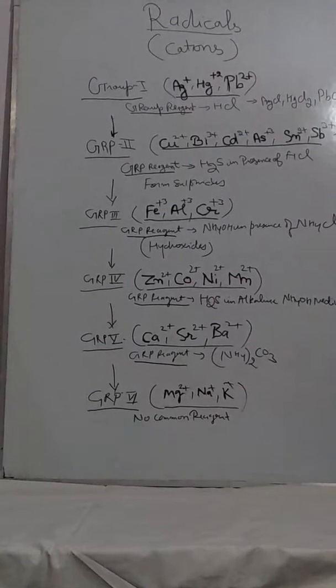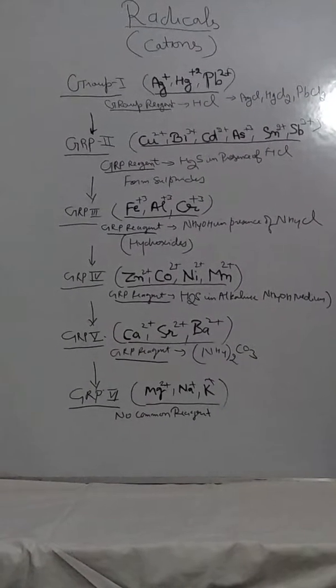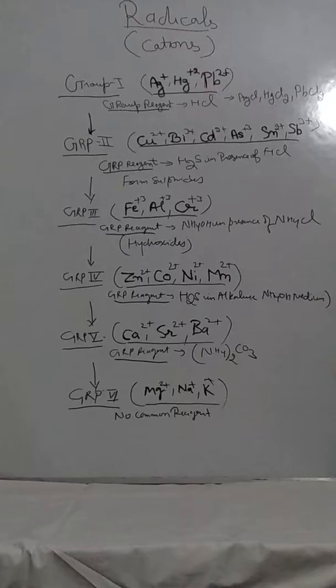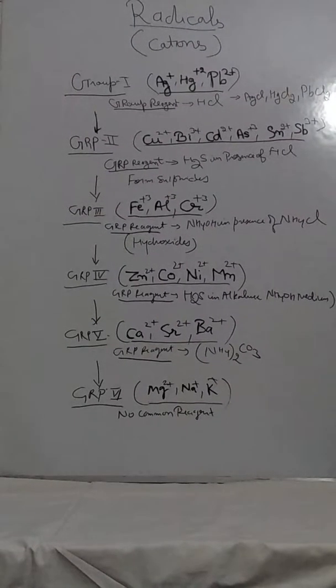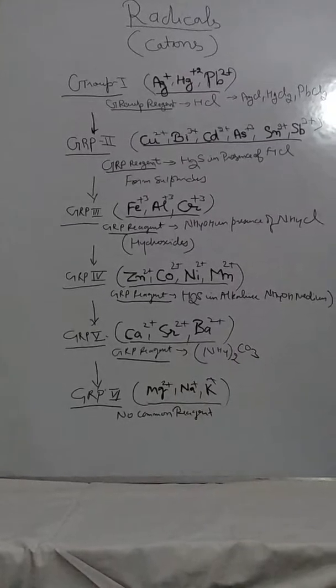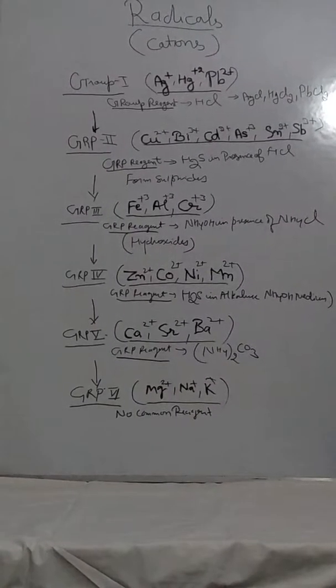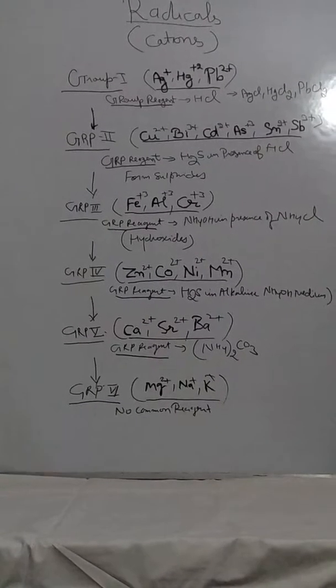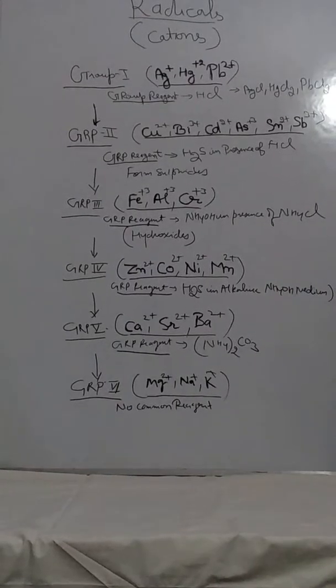In a nutshell, we can say that these 6 groups are constituted and formed on the basis of solubility product, and solubility product means those which have less solubility will precipitate out first, and those which have high solubility will precipitate out last, and thus we wind up with this concept.